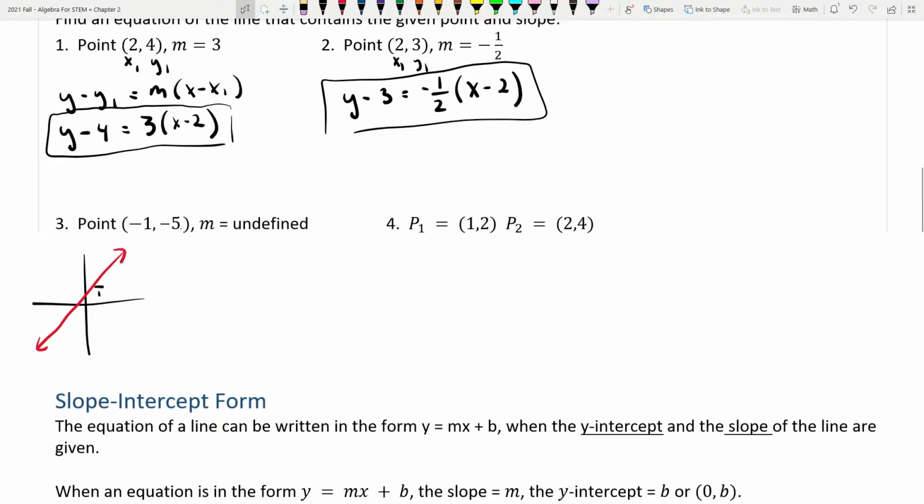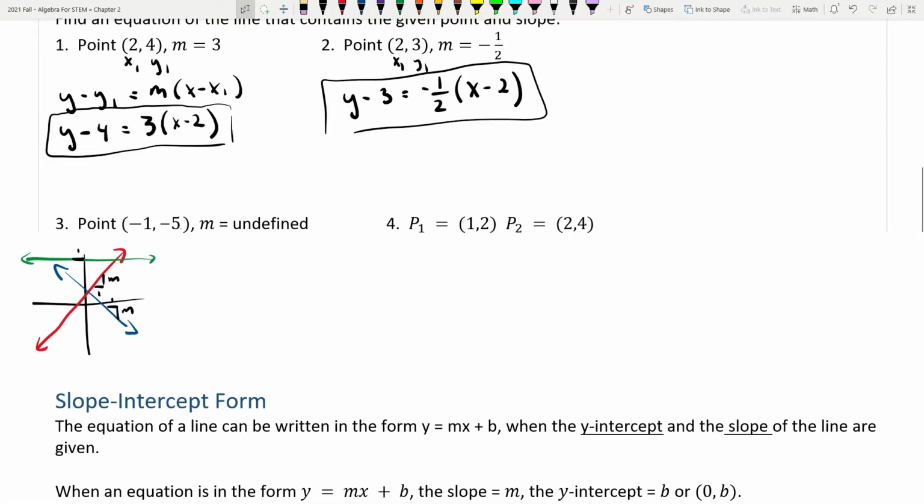If you go over 1, it's going to go up a certain amount. A line like this will also have a defined slope. If I move over 1 unit this way, you'll go down some amount m, so it'll have a negative slope. A horizontal line, one that looks like this, if you move over 1 unit, say this way, you'll go up 0. So this also has a defined slope, which is 0.